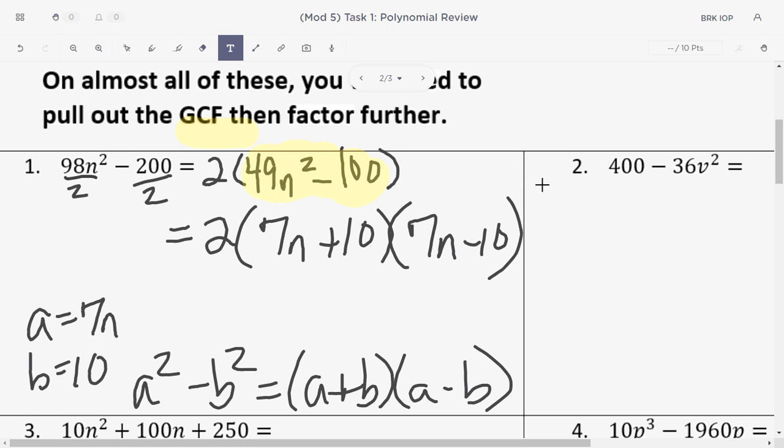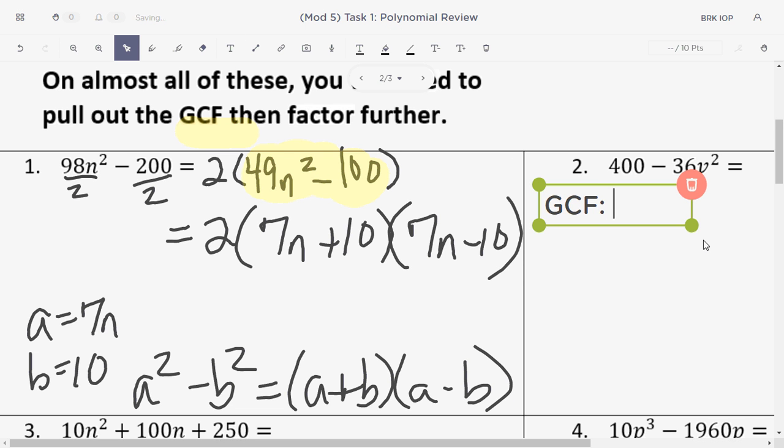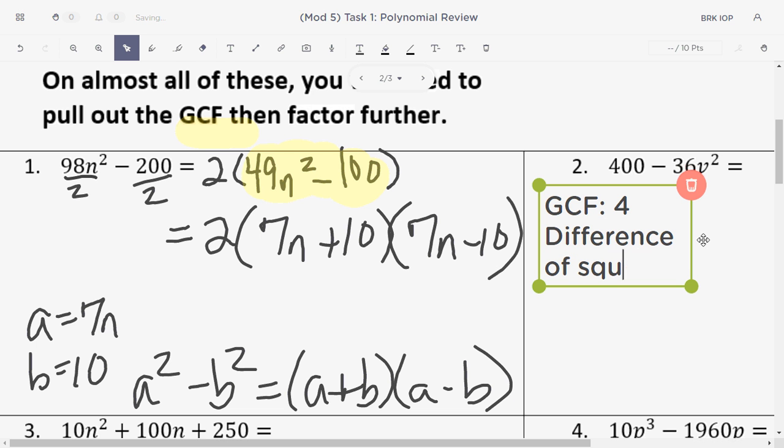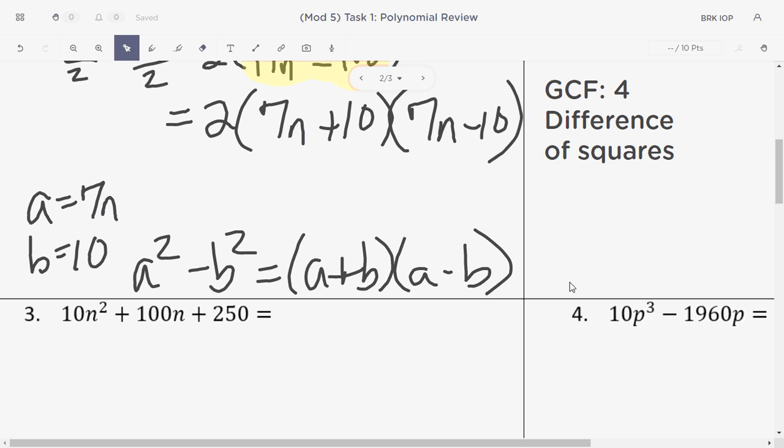Number 2 is going to be the same. So just a little hint on this one. Number 2, you're going to pull out the GCF, which is going to be 36, I think. Let's see, 400 divided by 36. No, it's going to be 4. You're going to pull out 4, and then you're going to do difference of squares again. You can either pause and do that one, or watch the rest of the video and then come back.